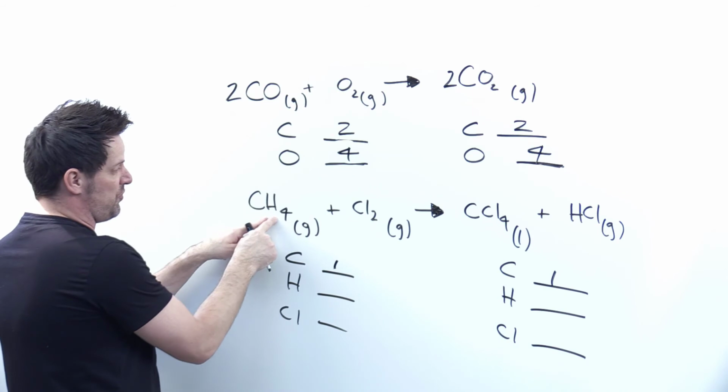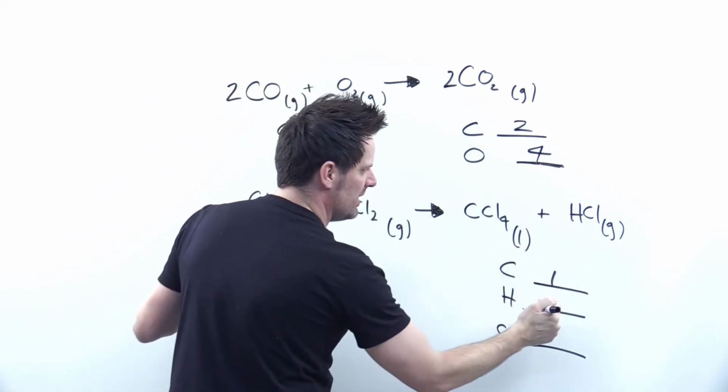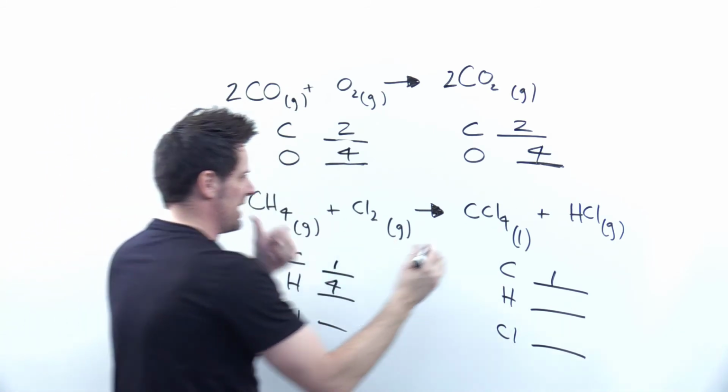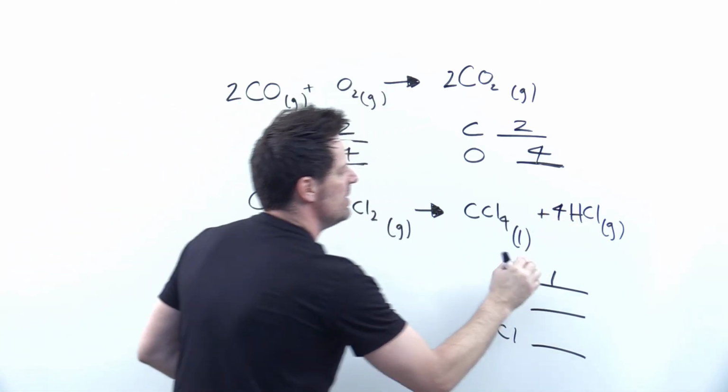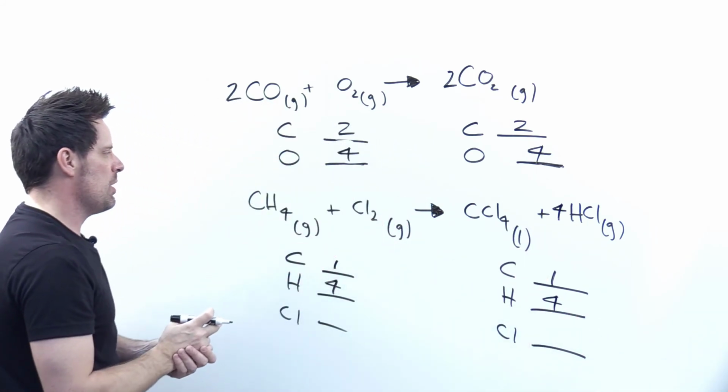On the left side, I have 4 total hydrogens right there. And on the right side, I've got 1 total hydrogen. So that doesn't match. Is there any way I could fix that? Well, yeah, I bet I could multiply this by 4. 4 multiplies through, and now my hydrogens match. So I'm good on carbons and hydrogens. Now, what about the chlorine?